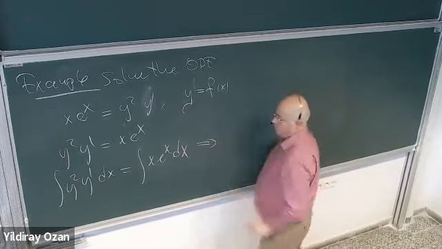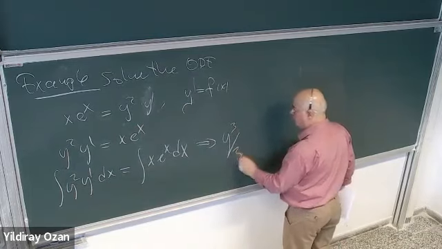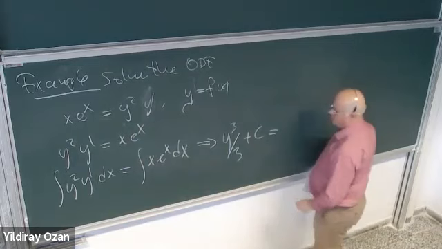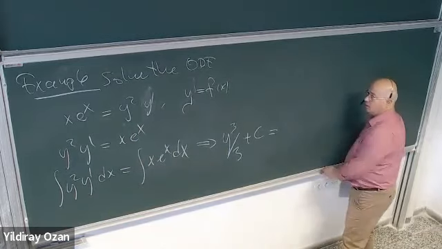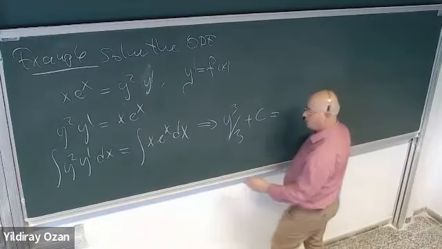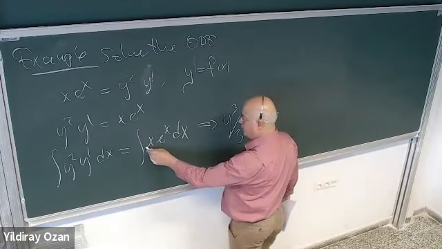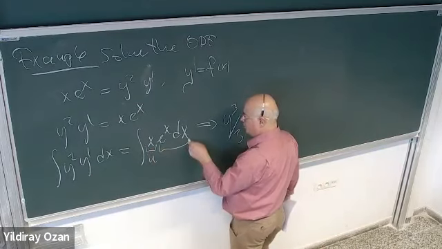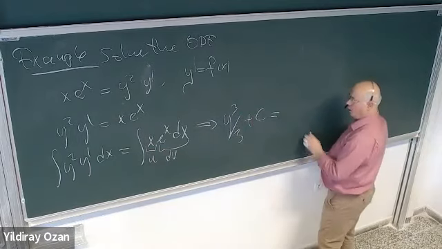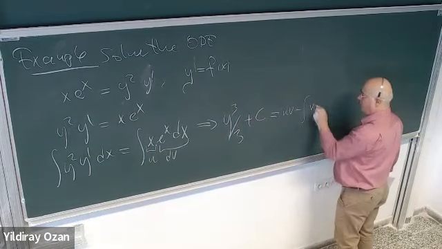Well, this is just y cubed over 3 plus c. And then the integral of this, well, there you have to be a little bit careful. What is the integral of this? Okay, so let's say this is u, this is dv, right? So I will have uv minus v du.